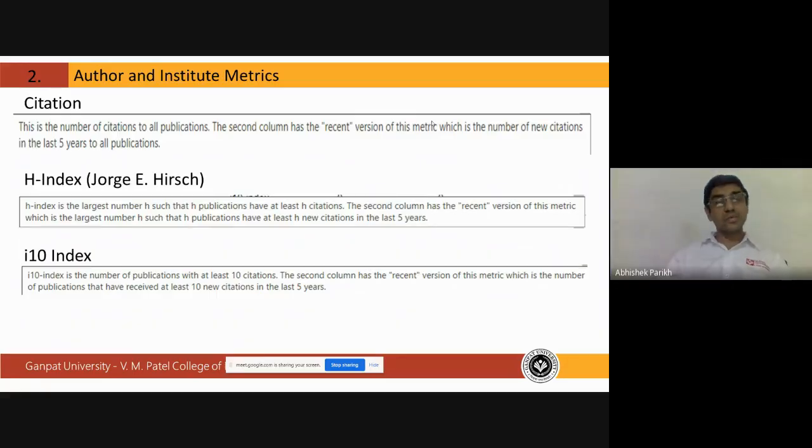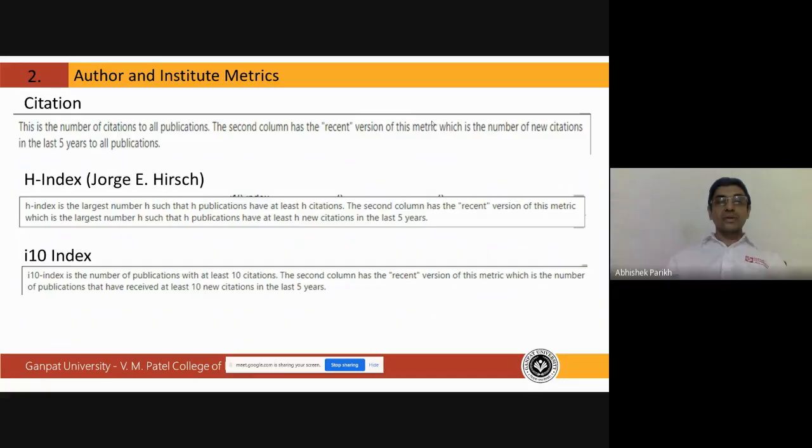The first column is talking about the total. The second column is talking about the last 5 years, so the second column is basically the last 5 years summary. H index is the largest number H such that H publications have at least H citations. Now, this H word is a bit confusing to understand, so let me clarify what this means. You can consider it as an X also.